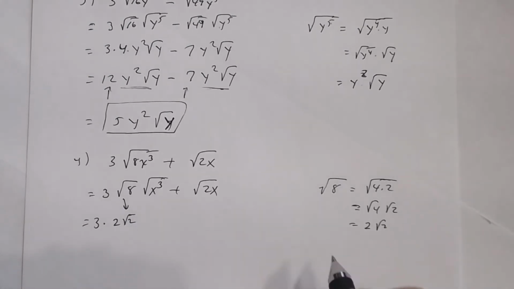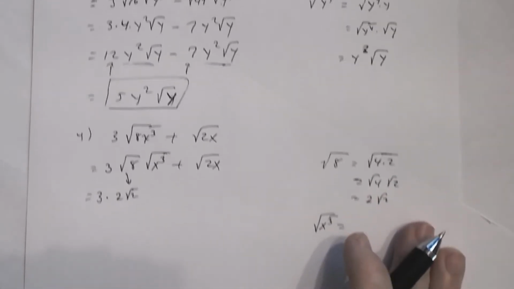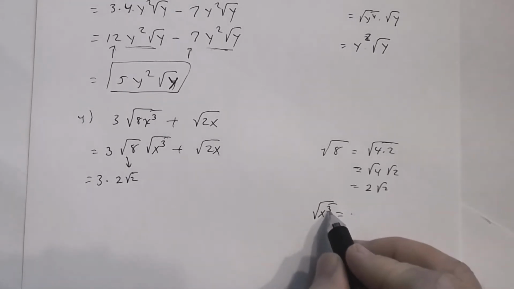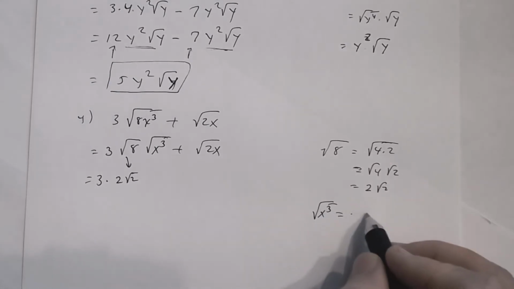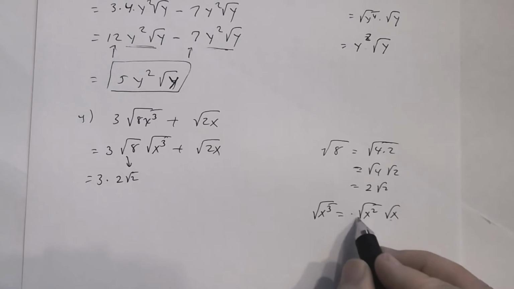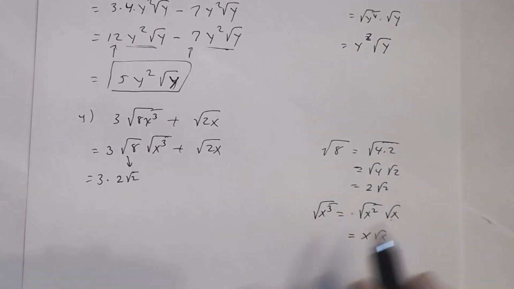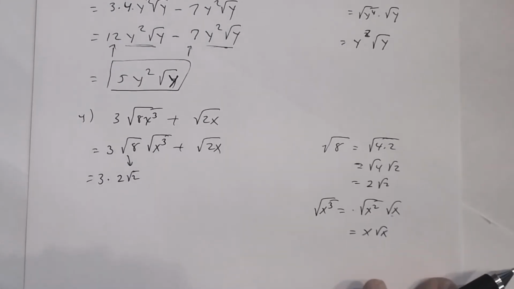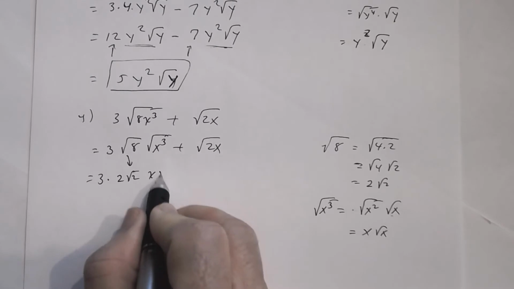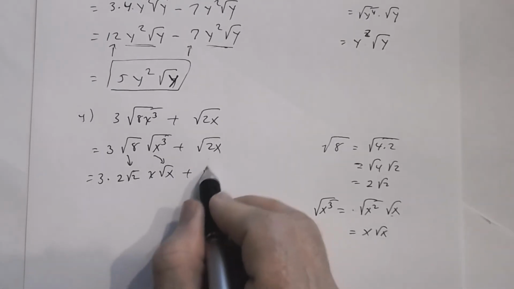And let's talk about the square root of x cubed. Remember, the square root of x cubed, 3 is odd, and I can simplify this. So I'm going to remember the largest whole number less than 3 that's even is 2. So I'm going to rewrite this as the square root of x squared times the square root of x. And the square root of x squared is just x. I get x square root of x. It's kind of like we had in another problem that we did. So this right here becomes x square root of x, plus this right here, plus square root of 2x.